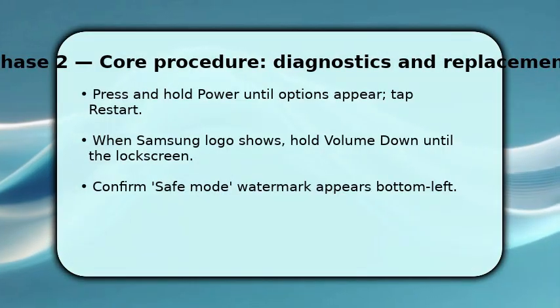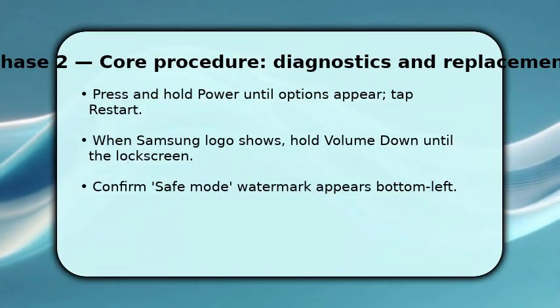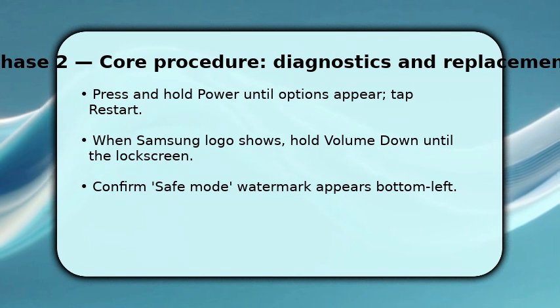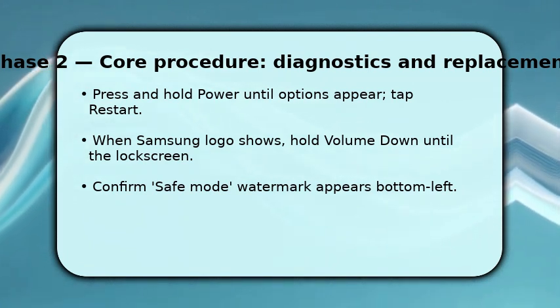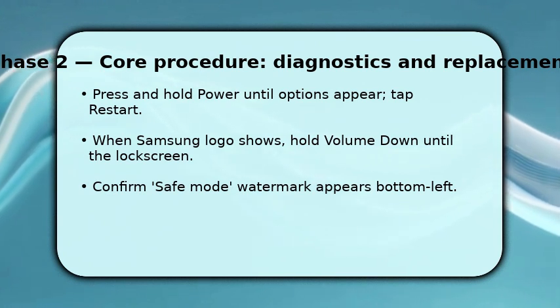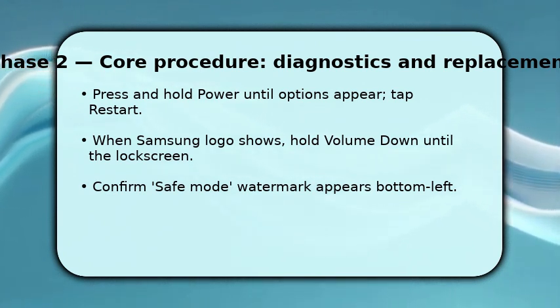You restart the phone and watch for the Samsung logo. This is the moment to act. When the logo appears, press and keep holding volume down, not volume up, to trigger safe mode. This disables third-party apps so you can isolate behavior.